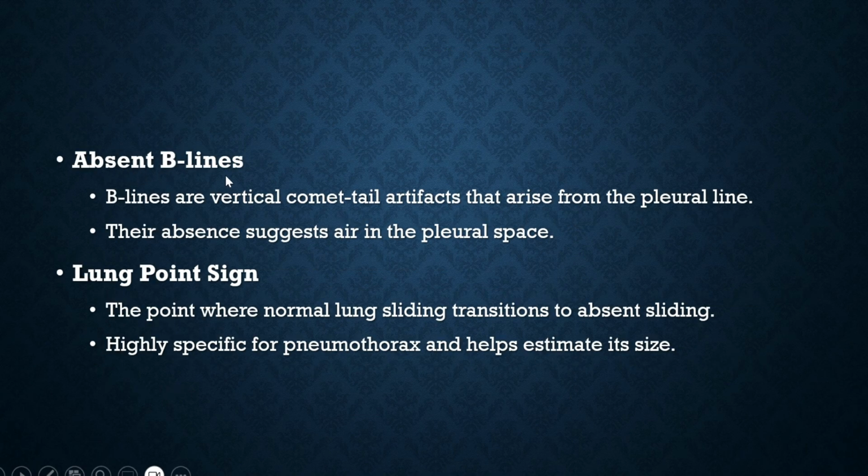Now another is the absent B line. Normally there are some vertical comet-tail artifacts that arise from the pleural line, and if they are absent, then it is called the absent B line. And another one is the lung point sign, that is the junction of lung sliding and absent sliding. So the junction of the normal lung and the pneumothorax, this is the transition point. So this is called the lung point sign.